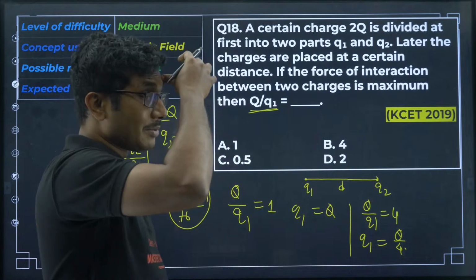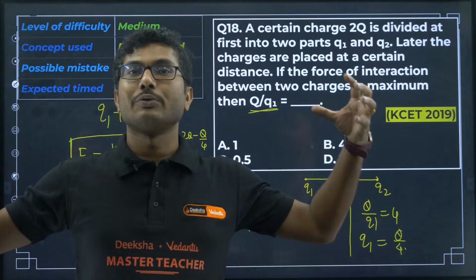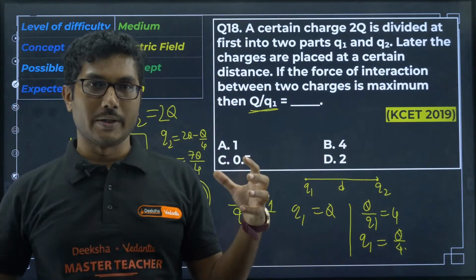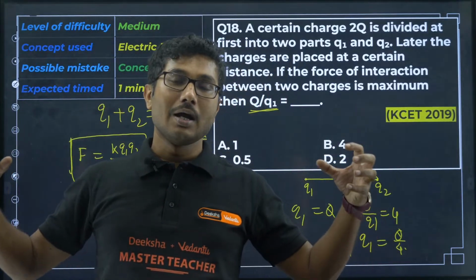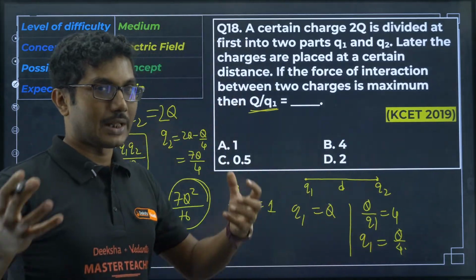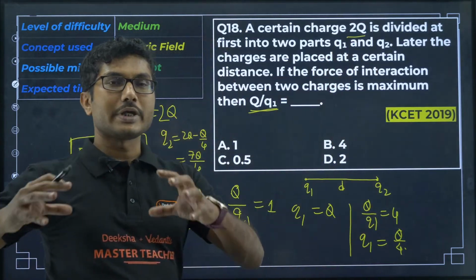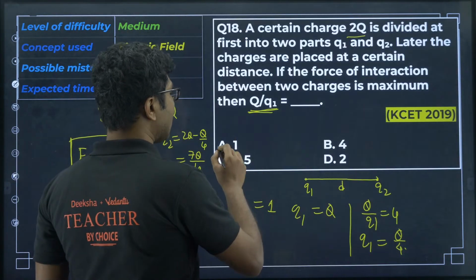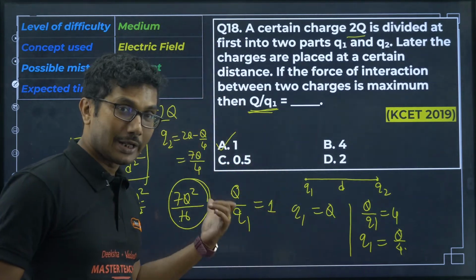So, you have to remember that when you are dividing a charge into two parts so that the force between them is maximum, the two parts should be equal. In that case, the force will be maximum. If the charges are divided into two equal parts, then only the force between them is maximum. That is the shortcut. So, in this case, because you are separating 2Q, both of the charges should be equal to Q only. So, the ratio of Q by Q1 should be equal to 1. You can check with other options as well.